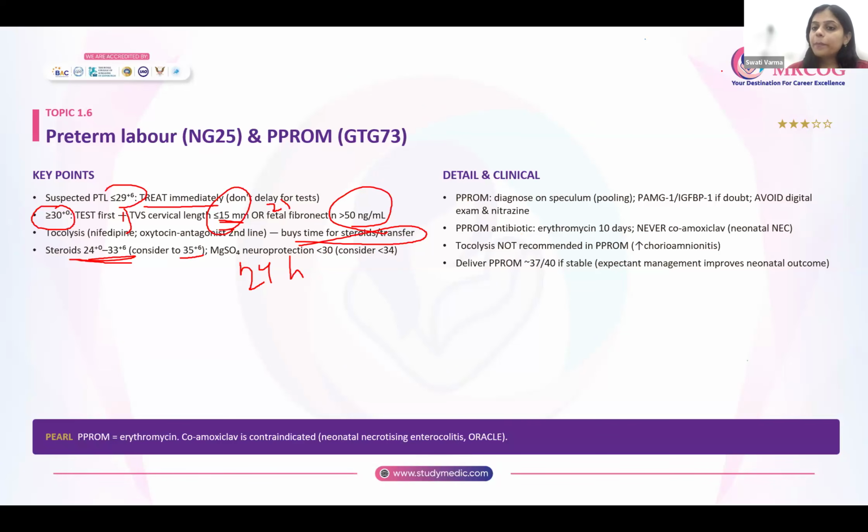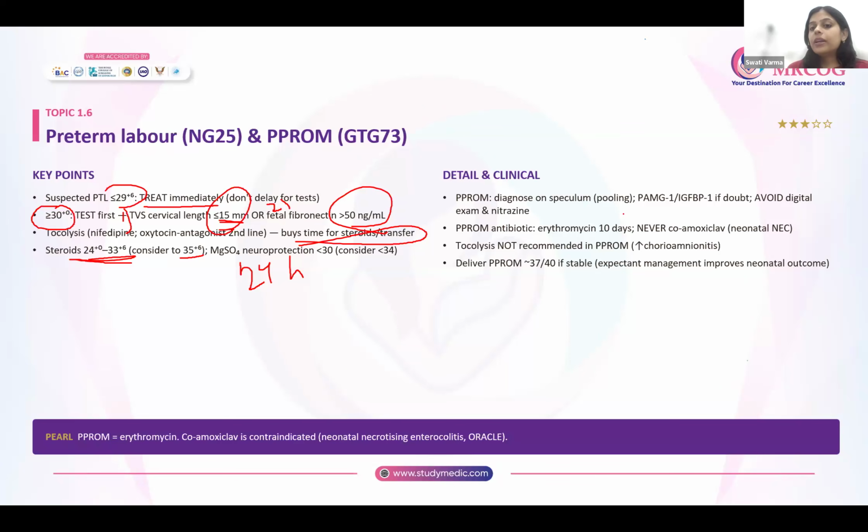Then regarding PPROM. Now, one more thing. If these both are not possible, if she is coming to you in preterm labor more than 30 weeks, neither you have got TVS for cervical length, nor you have got the facility of fetal fibronectin, then better to treat. Second, never use both these things to decide for treatment. You are doing TVS for cervical length also and fetal fibronectin also, no need. Only one of the two you will do.